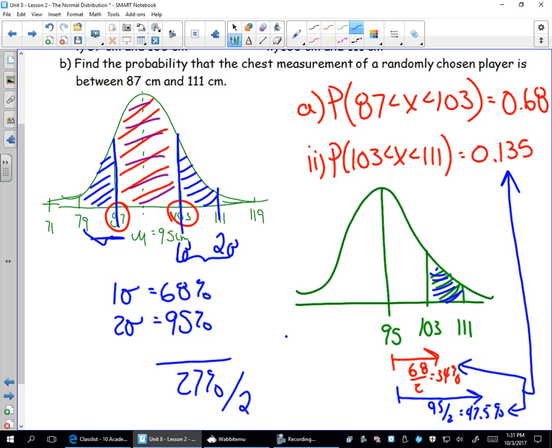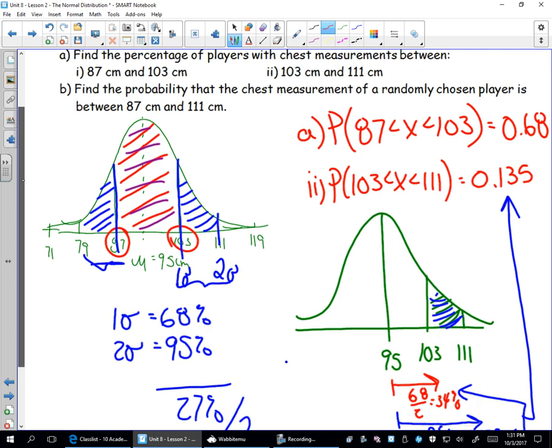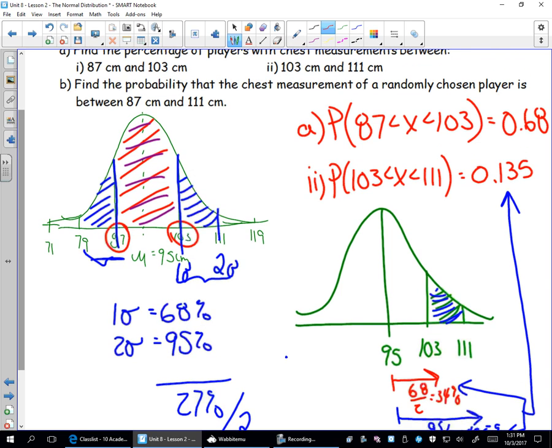And so I can use this idea of curves and proportion and percent to actually calculate some probabilities. Let's try part B. The probability that the chest measurement of a player is between 87 and 111.